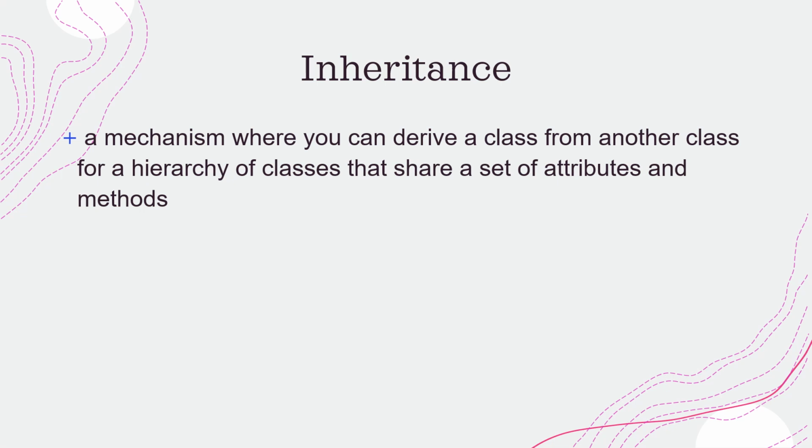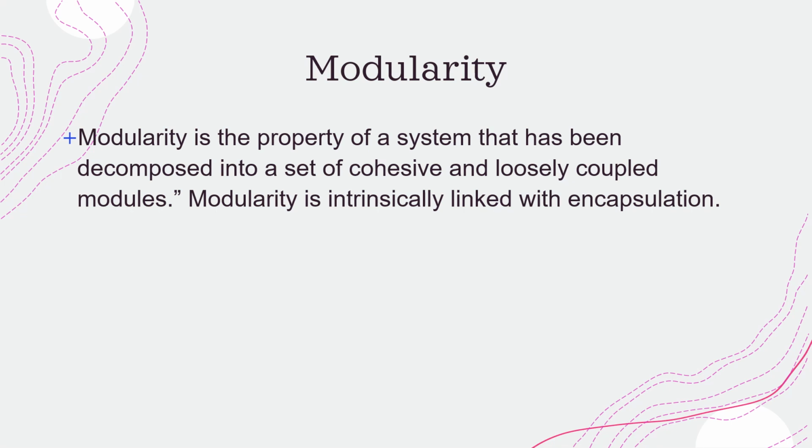Inheritance: a mechanism where you can derive a class from another class for a hierarchy of classes that share a set of attributes and methods. Modularity is the property of a system that has been decomposed into a set of cohesive and loosely coupled modules.